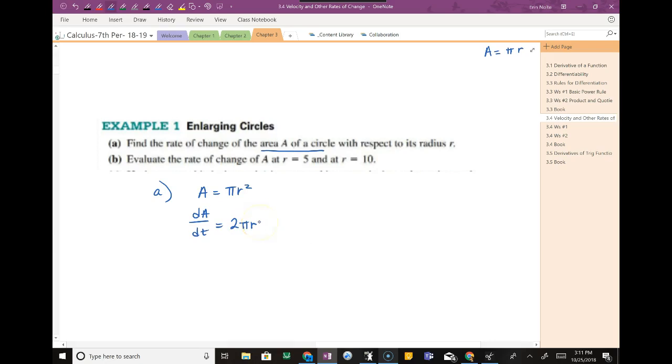And then what do I need at the end of this? dr/dt, for the letter I just derived. Oops, dt, my bad, dr/dt. Every time I derive any letter for a rate of change, I need a dr/dt, dV/dt, dS/dt, whatever it is. So this is the rate of change for area with respect to the radius. Now part B says we're going to evaluate the rate of change of the area when r is equal to 5.